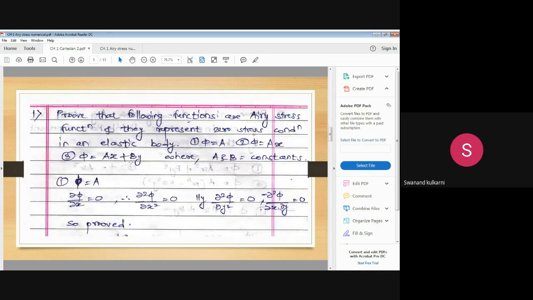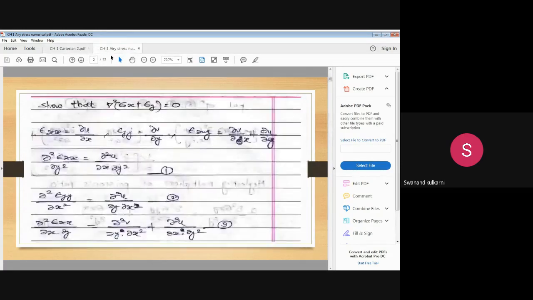Before going to a few examples, let us discuss one fundamental concept of the Airy stress function, that del square of sigma x plus sigma y is equal to 0. So let us first prove the assumption with which this Airy stress function is formed, and then we will go for the exact solution or some numerical problems of the Airy stress function. Is it okay?